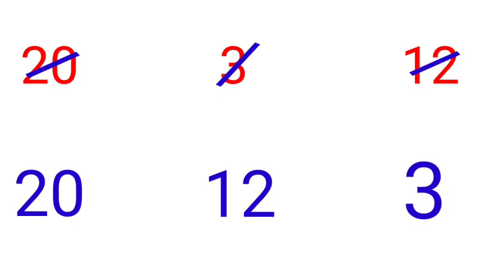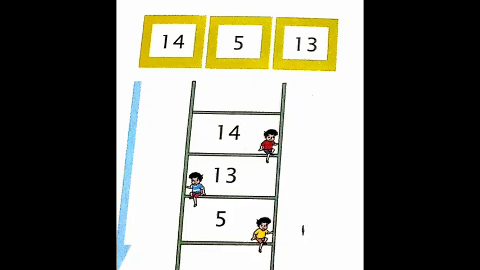Did you understand the concept clearly, children? Yes. Let's proceed. Now, all of you open page number 21, children. Here we have a heading, write the numbers in decreasing order. The first one is already done. I will explain it.